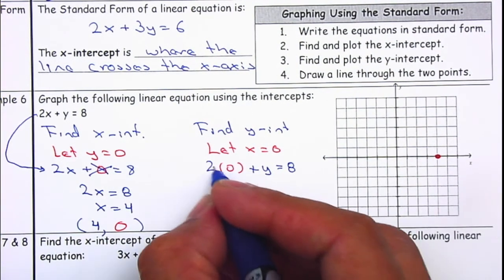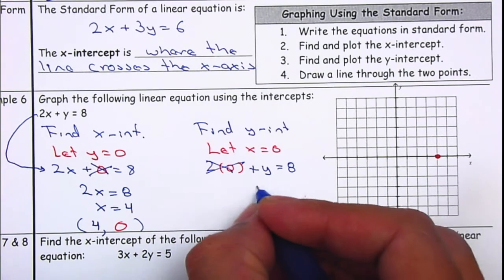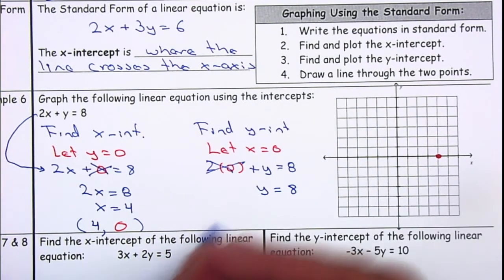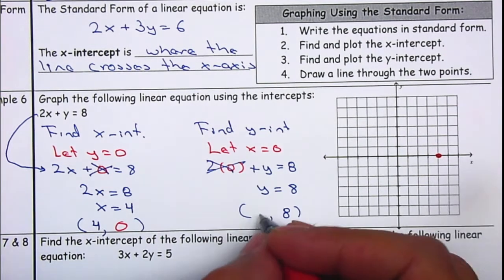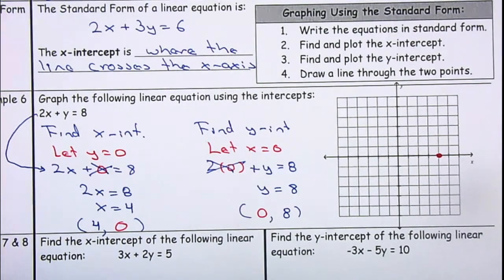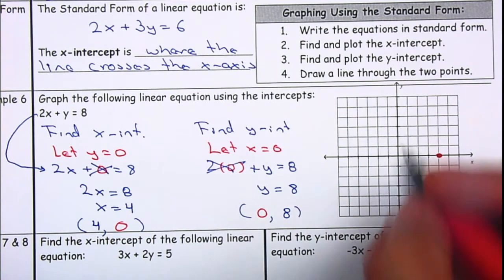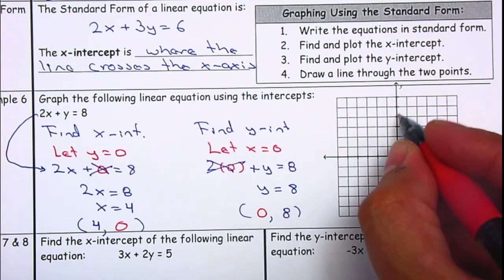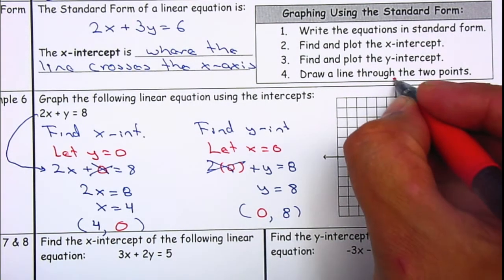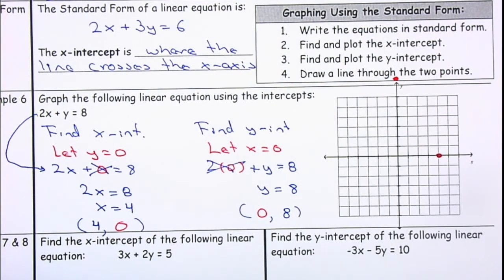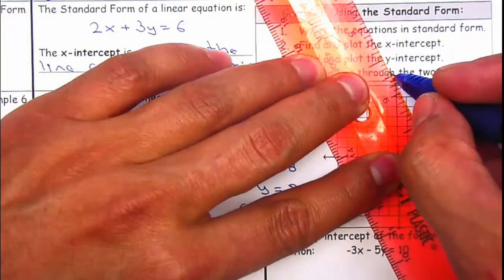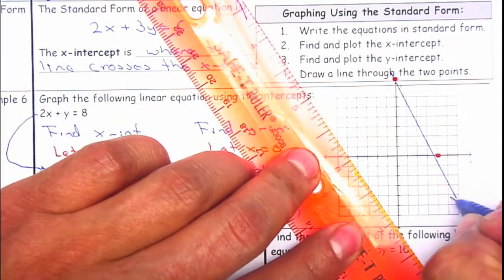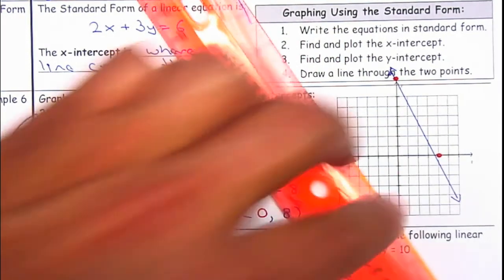2 times 0 is 0, so that cancels out. So we have y is equal to 8. The y value is 8. The x value is 0. So we have 1, 2, 3, 4, 5, 6, 7, 8. It's way up here. We're going to connect both points. Remember that whenever you're making your line, you want to be able to make it all the way through the graph and place arrows on both ends.